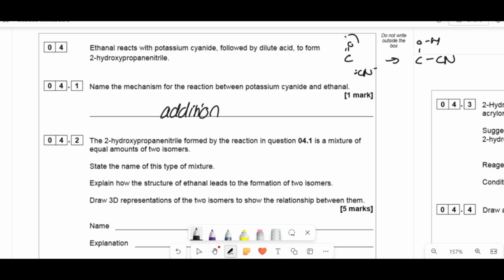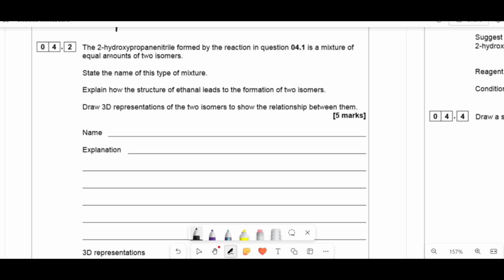And the reason it joined onto this carbon is because that carbon's electron deficient. It's given a lone pair of electrons to this carbon to form a bond. So that means it's nucleophilic because it's an electron pair donor. There you go. So the 2-hydroxypropanenitrile formed by this reaction is a mixture of an equal amount of two isomers.